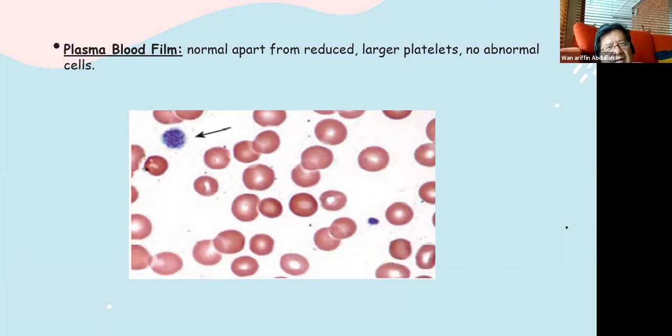Because this is the first time I heard "plasma blood film." Plasma is different, blood is different. So it is not plasma blood film. It is blood film. Is that an exact copy? I think it is blood smear film. Yeah, blood smear or blood film. It's not plasma blood film. Okay? Don't invent new things.